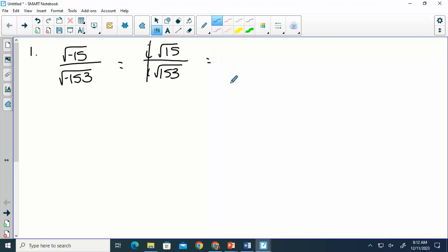Because the 15 and the 153 are both under the square root, we could go ahead and reduce those. Are they divisible by anything? 3. So 15 divided by 3 is 5. 153 divided by 3 is 51. Now, what do we have to do?